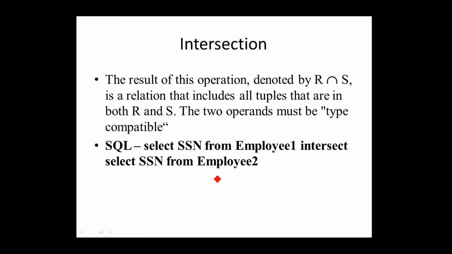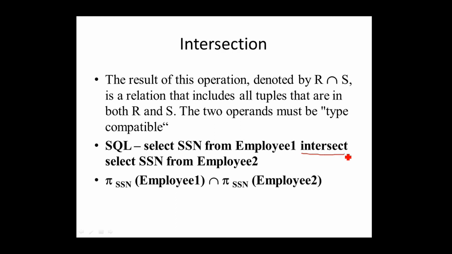Likewise for intersection, the keyword in SQL is intersect, whereas here we are projecting SSN from the employee 1 table, projecting SSN, and then we perform an intersect. If you're just intersecting both these tables without projection, it's employee 1 intersection employee 2. So that's about these operators.